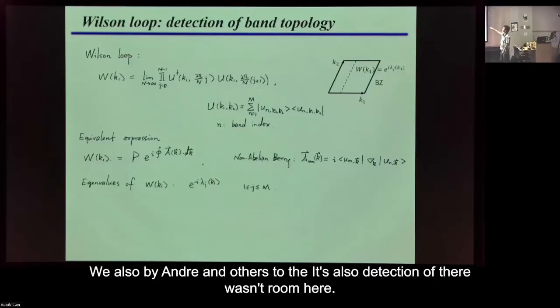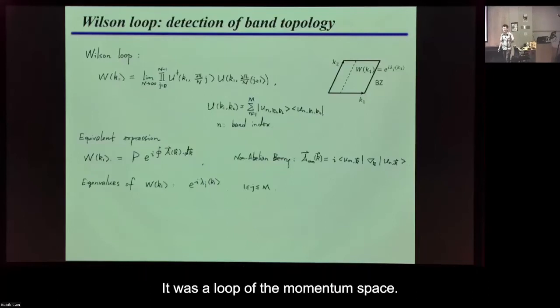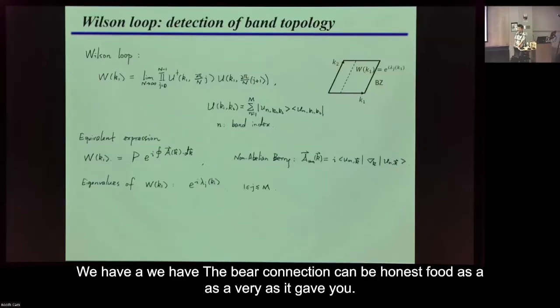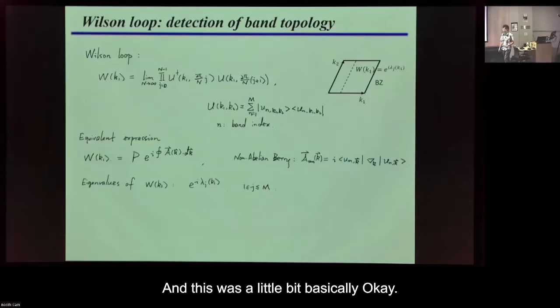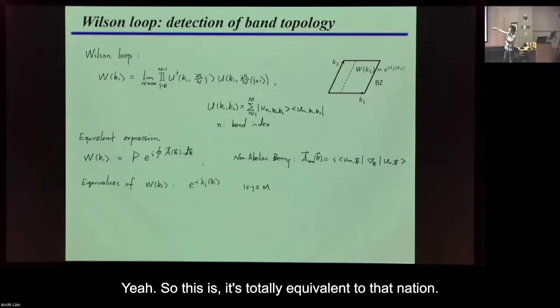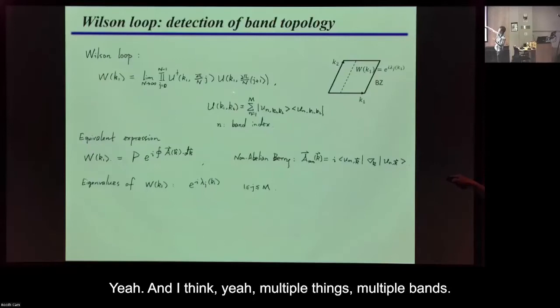The Wilson loop here is not the Wilson loop of a physical gauge field in high energy physics. But here we know that in momentum space we have the Berry connection, which can be understood as a gauge field in momentum space. And this Wilson loop is basically a Wilson loop of the Berry connection gauge field in momentum space. So basically it's totally equivalent to that definition, but numerically you calculate the Wilson loop in this way. And actually you could do this for multiple bands. Basically, you can define a non-abelian Berry connection for multiple bands. So it's actually a non-abelian Wilson loop here.